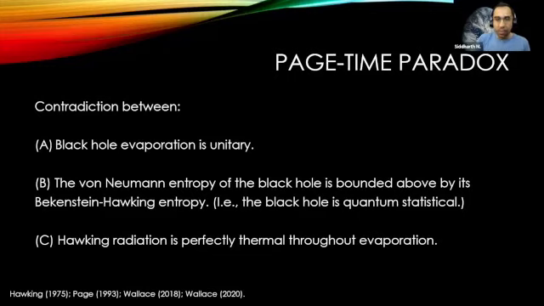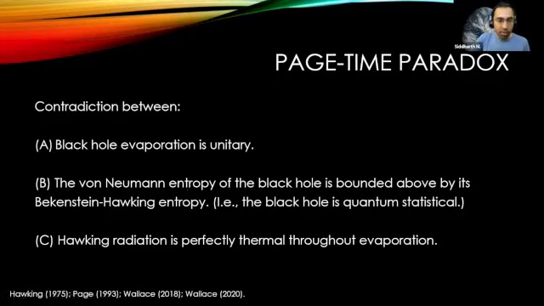So what is the Page-time paradox? It's a contradiction between the following three statements. The first statement is that black hole evaporation is unitary. The second statement is essentially the claim that the black hole is a quantum mechanical and statistical mechanical object. Consequently, its microcanonical entropy has to be an upper bound to its fine-grained entropy, or in the language of black holes, its Bekenstein-Hawking entropy has to be an upper bound to its von Neumann entropy.